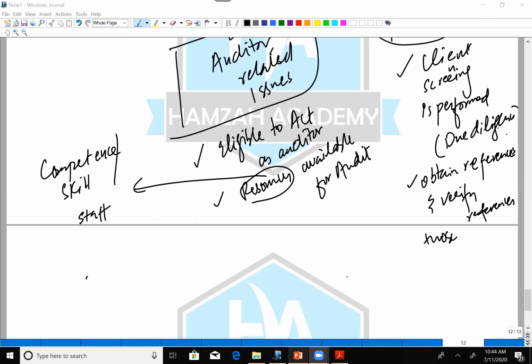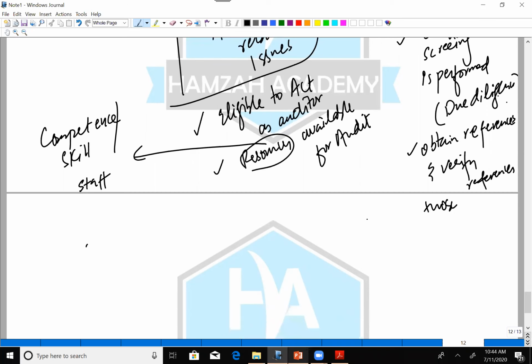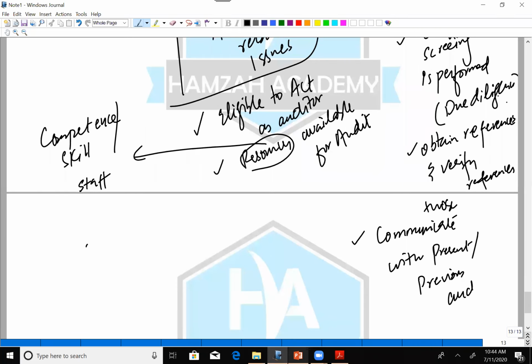So now the next, the third, is to communicate with the present or previous auditor. Means they have approached us for audit. We are proposed for the audit. So there might be a present auditor or a previous auditor there.